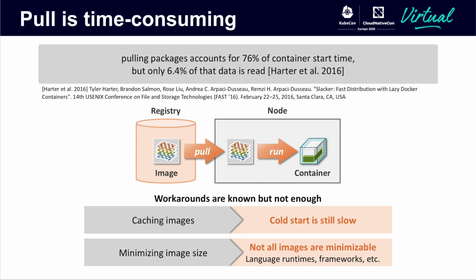Of course, there are some workarounds, but they are not enough actually. We can cache images on nodes, but the first time of the pull, called cold start, is still slow. And we can also try to minimize image size, but not all images are easily minimizable. Let's say we cannot avoid using some large base images, including language runtimes, frameworks, etc.